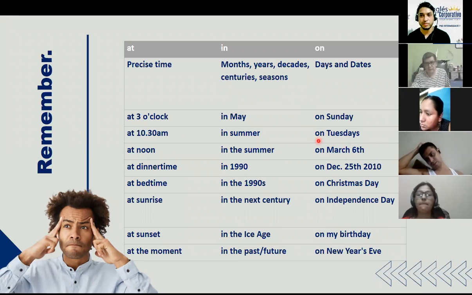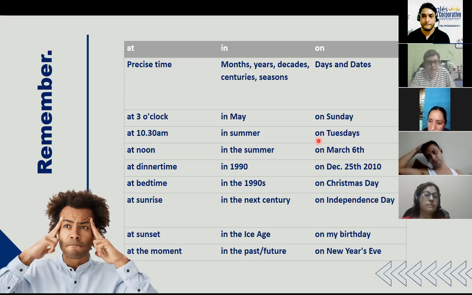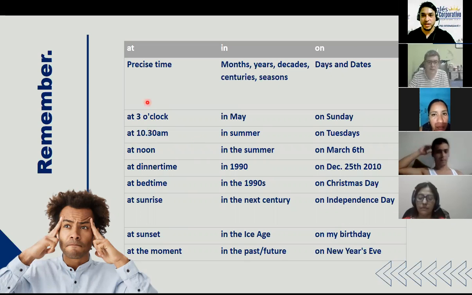For example. My English class is at 8 p.m. 8 o'clock. At 8 p.m. or at night. Pon atención en esta. At night. ¿Por qué no decimos in the night? Como decimos in the morning, in the afternoon, sino que decimos at night. Es el único tiempo.